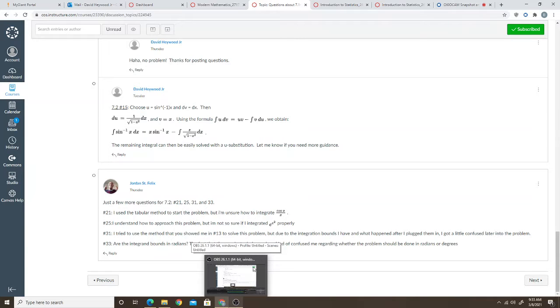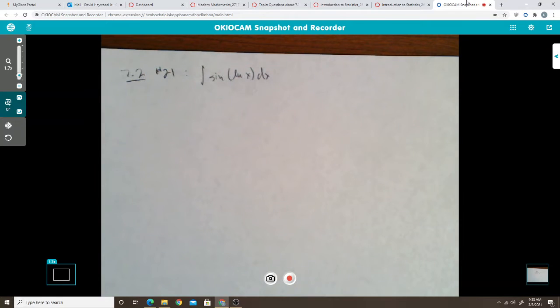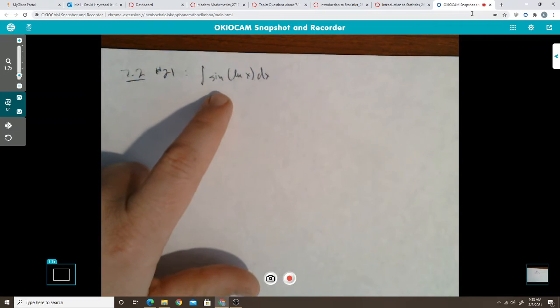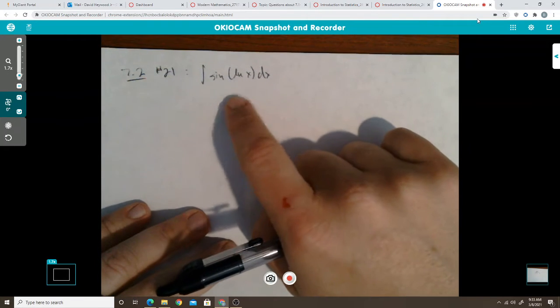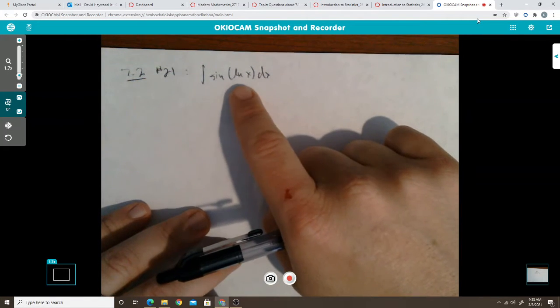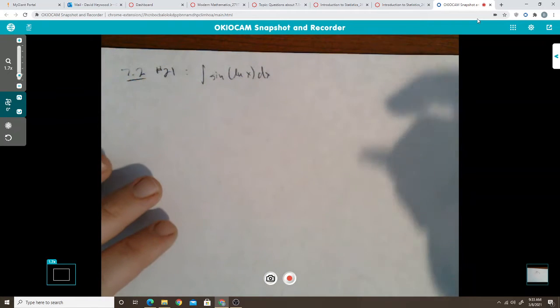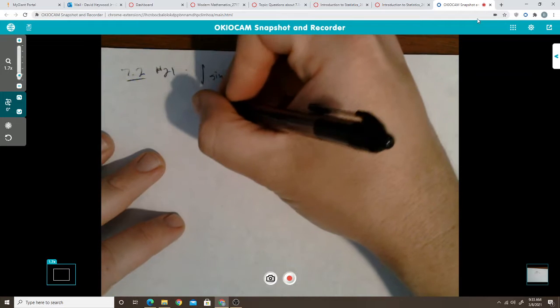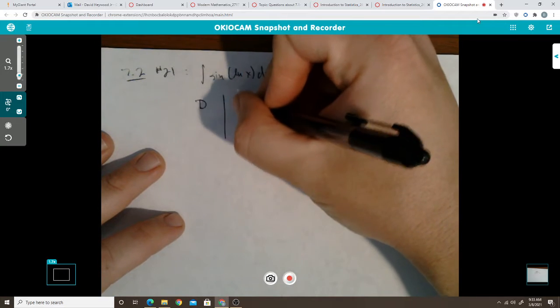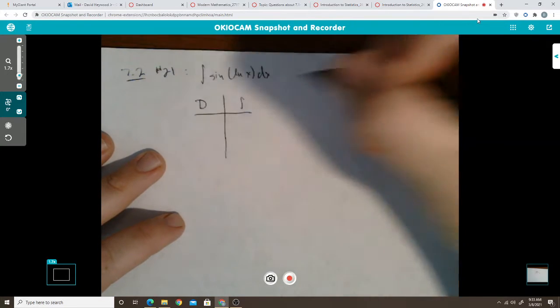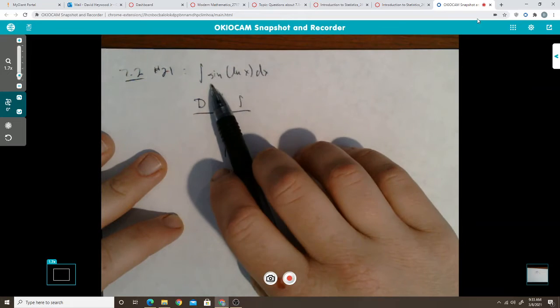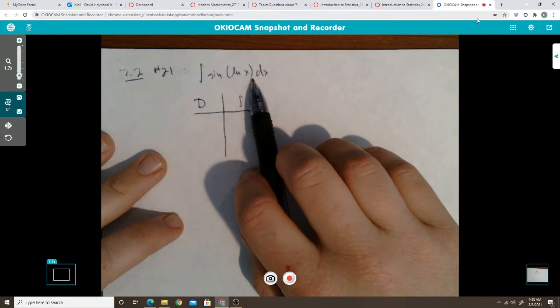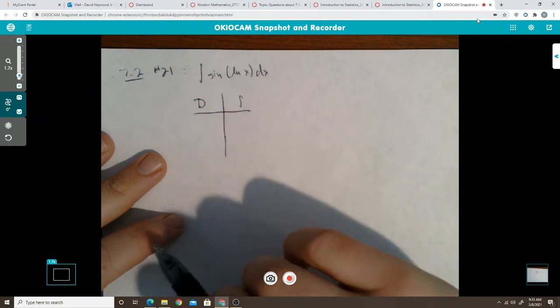Not that it's an easy problem to solve anyway, but notice that this is not sine of x times ln of x. This is sine of ln of x. So when you do the tabular method, there's really only one function here. It's sine of ln of x. It's a composition of functions, but that doesn't really help you with the tabular method.